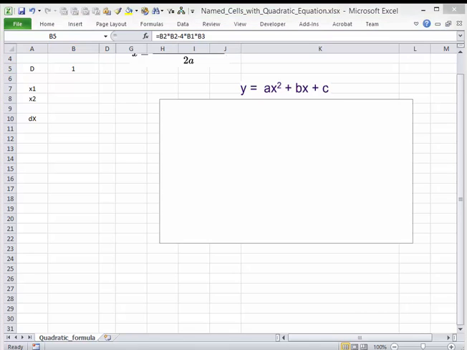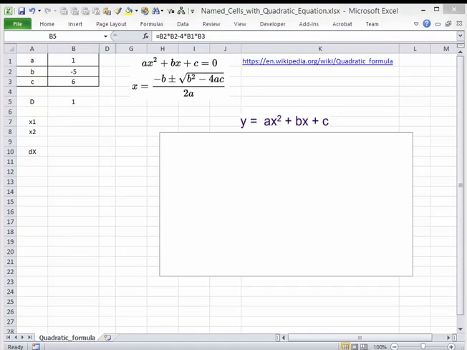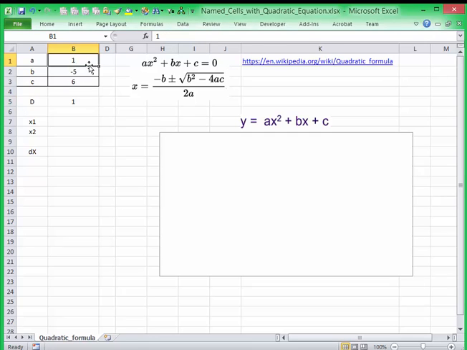Instead, we can use named cells. We can just name cells B1 to B3 and refer to the corresponding cells by their names. How to do that? We click on the cell B1, go to the so-called name box, click here, type the name A in this case and click enter. Similarly we do for B2 and B3.